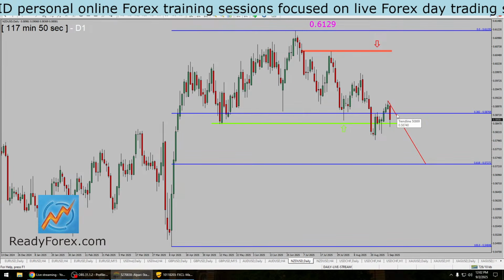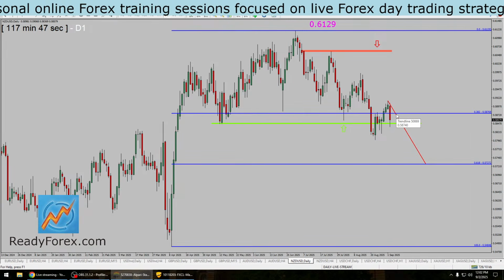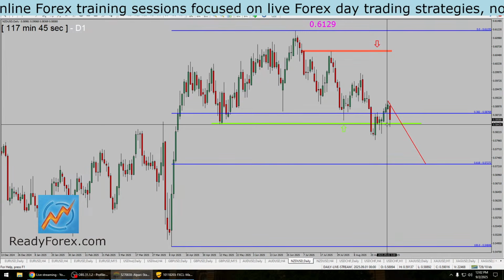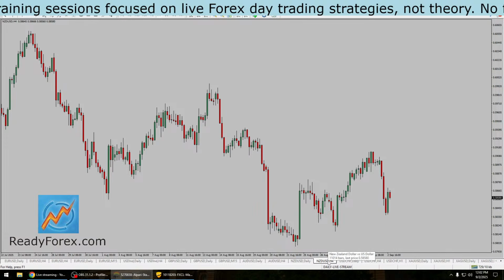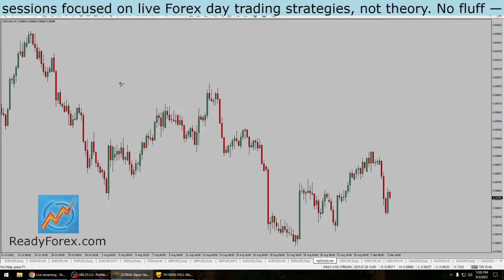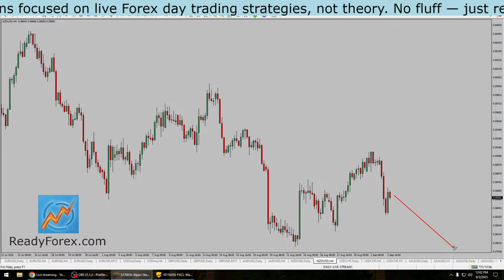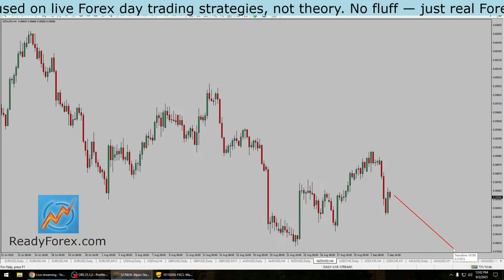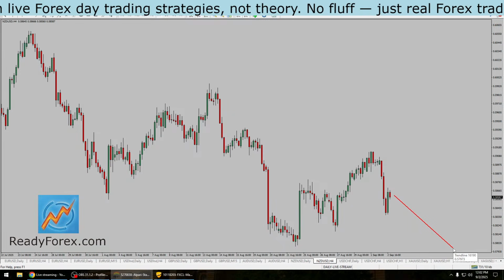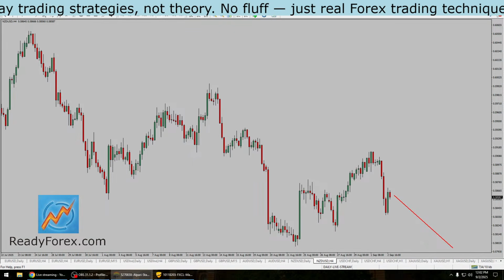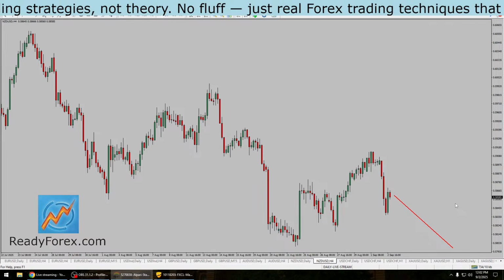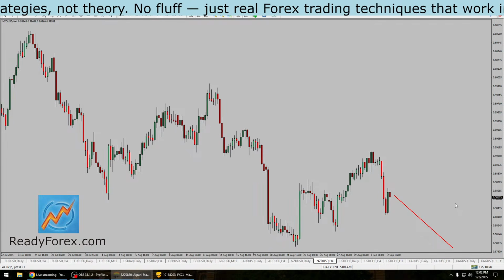NZDUSD currency pair, my forecast is bearish, and price action is probably going to break below this swing low over here. The way I see NZDUSD currency pair, expect further weakness in price action. Use your own day trading strategies to look for a sell trade inside New Zealand dollar versus United States dollar currency pair. If you do not have a day trading strategy, check out my website.